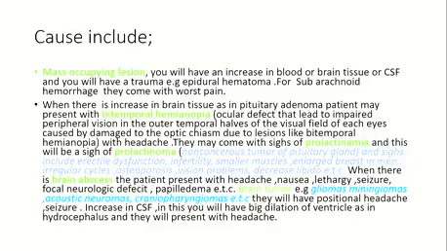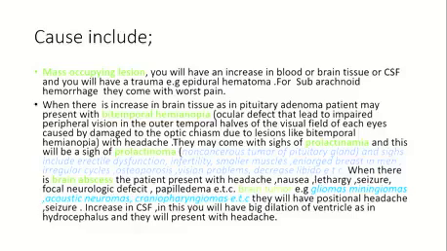Another way is when you have an increase in brain tissue, like in pituitary adenoma. In patients with pituitary adenoma, the patient will have bitemporal hemianopia, a visual field defect that leads to impaired peripheral vision in the outer temporal halves of the visual field of the eye, due to damage of the optic chiasm by a lesion.